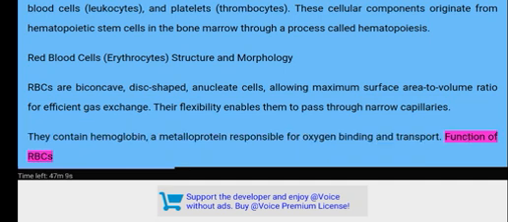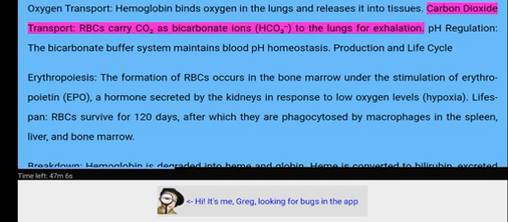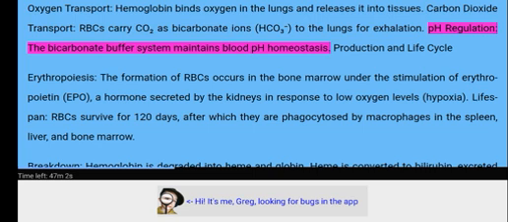Function of RBCs. Oxygen transport. Hemoglobin binds oxygen in the lungs and releases it into tissues. Carbon dioxide transport. RBCs carry CO2 as bicarbonate ions, HCO3-, to the lungs for exhalation. pH regulation. The bicarbonate buffer system maintains blood pH homeostasis. Production and life cycle.